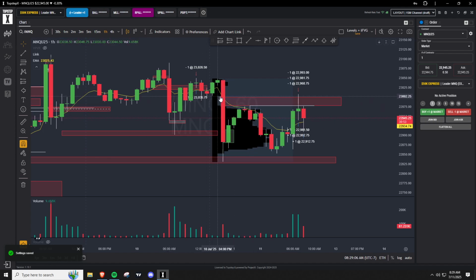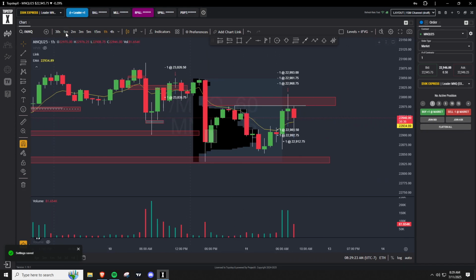And then you can see that there's this nice low volume node. So what I want to do here is look for a reversal in this area. If price quickly moved through here, I can expect sellers to defend their position somewhere between this swing high and this low volume node. So we can zoom in now.